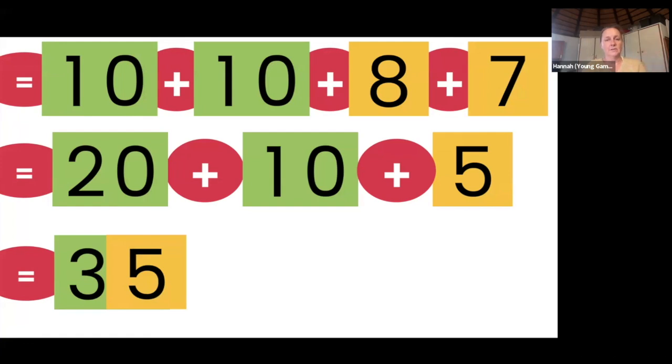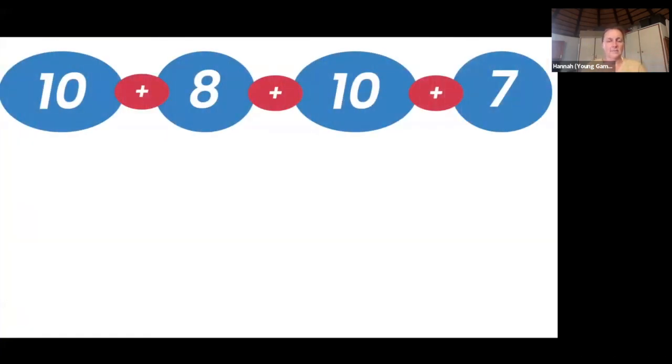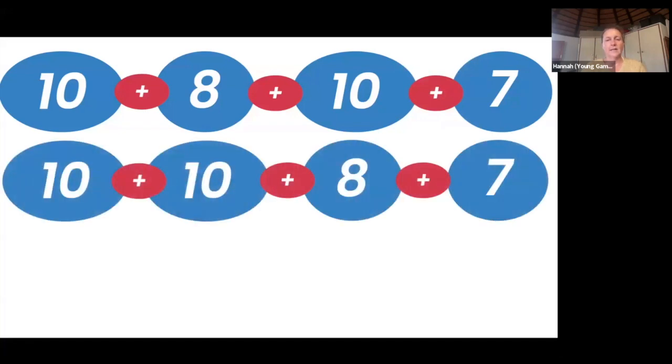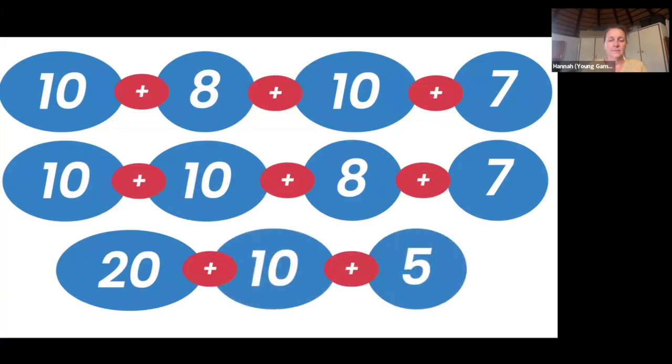So I've gone from the visual to the symbolic, and now the child writes it down. They write 10 plus 8 plus 10 plus 7. And so, yes, some people tell me this is the horizontal method, but the child is purely writing down what they did with the flashcards. So they take ownership of this process. The 15 becomes 10 and 5, and the answer is, of course, 35.